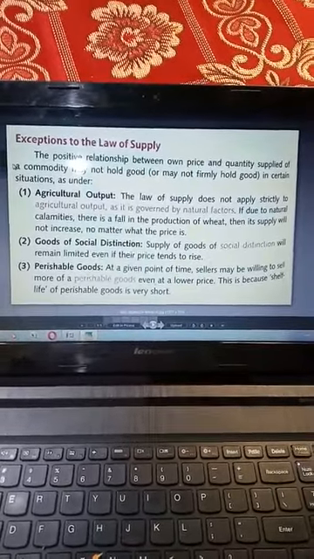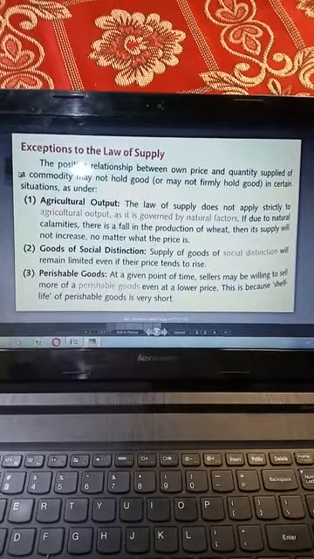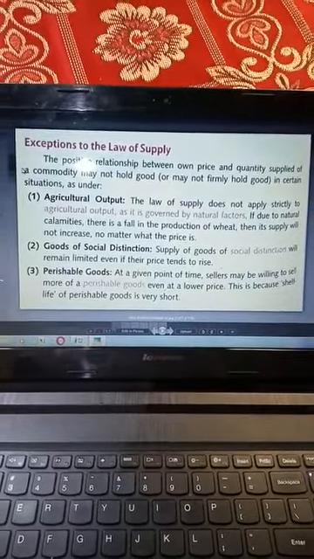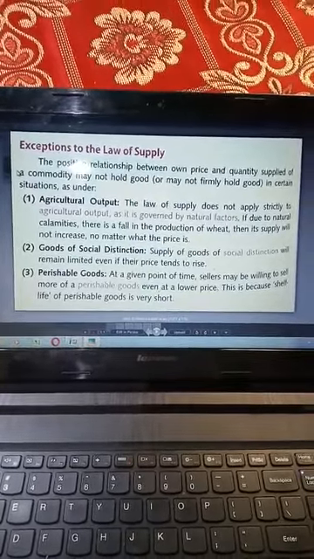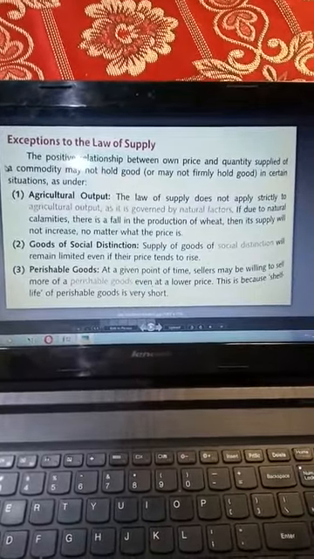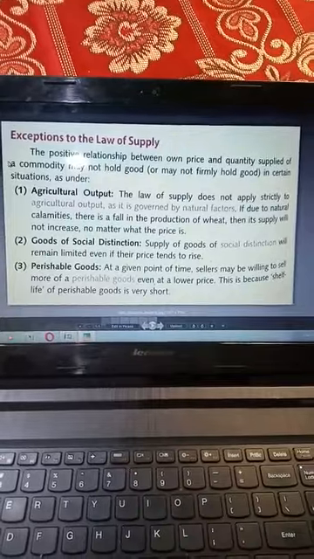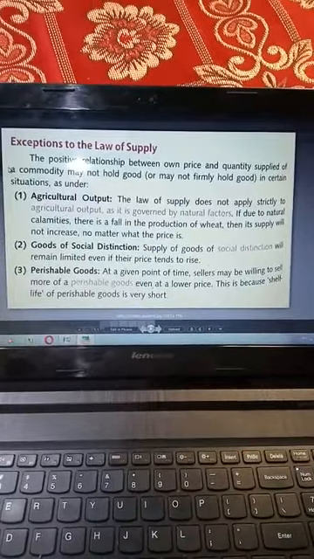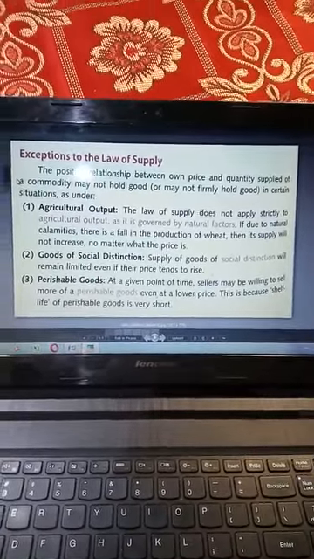This is the short discussion regarding today's topic, determinants of supply and law of supply and its exceptions. But one more thing I want to share with you, that there are some assumptions of law of supply. What are the assumptions of law of supply?